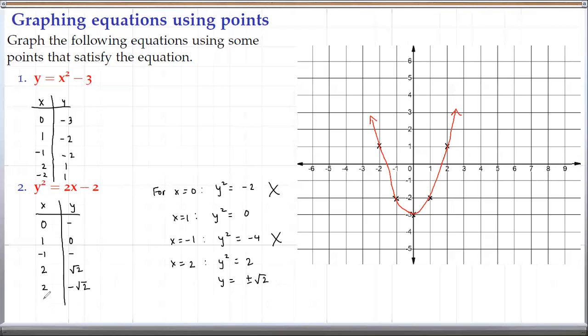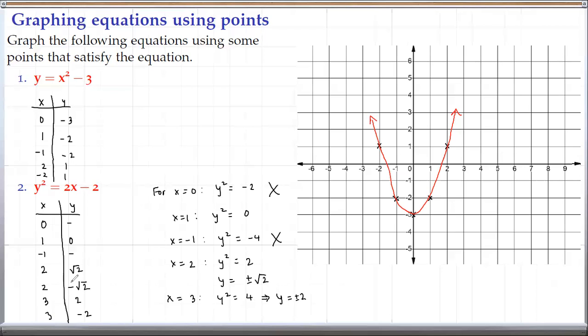Let's try a couple more points. When x is 3, we have 2 times 3 minus 2, so 6 minus 2, which is 4. So for x equals 3, we have y squared equals 4, which means y equals plus or minus 2 when you take the square root of both sides. So y equals 2 and y equals -2 when x equals 3.